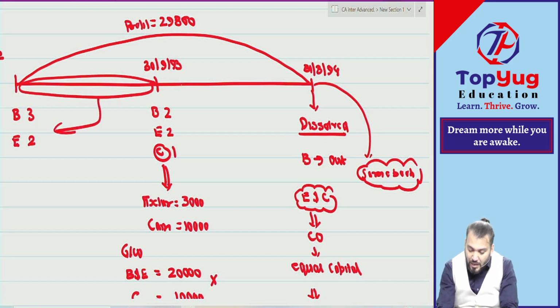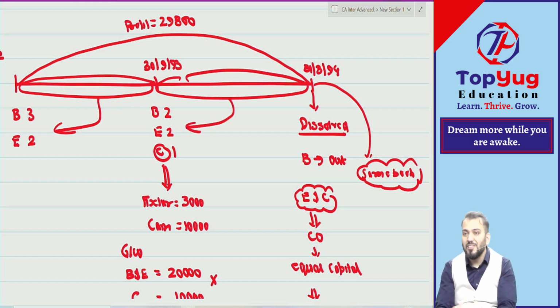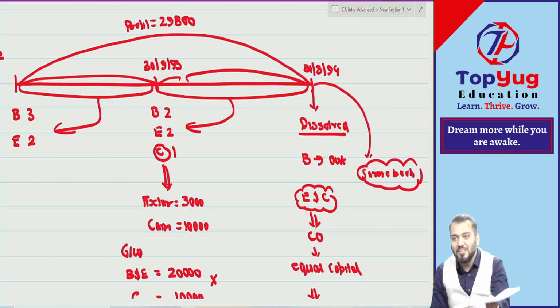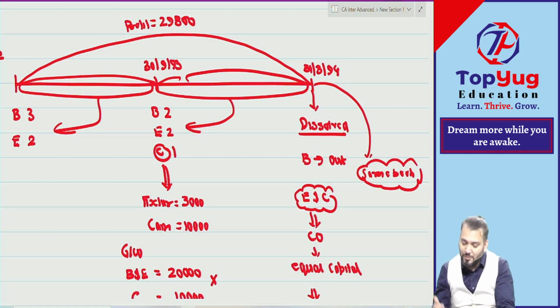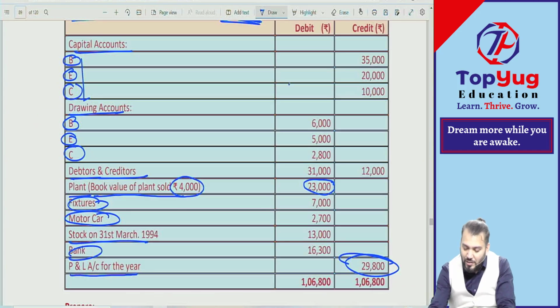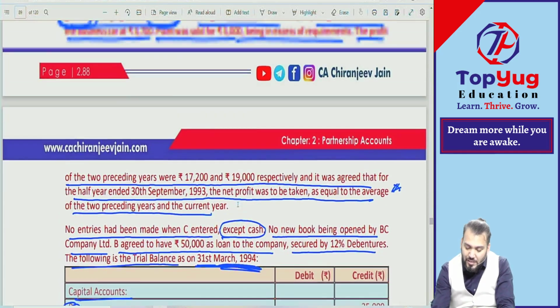B, and this profit belongs to whom? B, C. It means we need to allocate this profit into 6 months and 6 months. If nothing is given, we'll use the time ratio, but they have given some information, the star mark information. Now you'll understand. Let us read now.